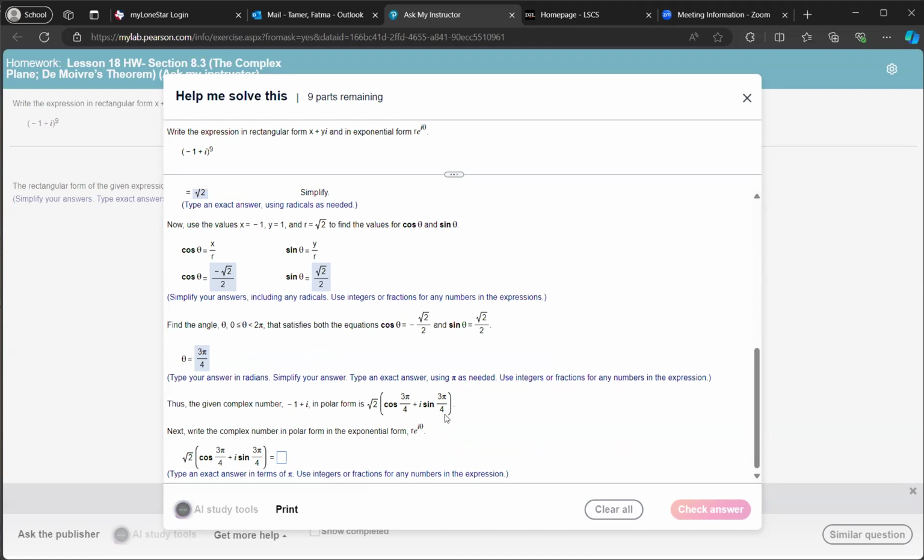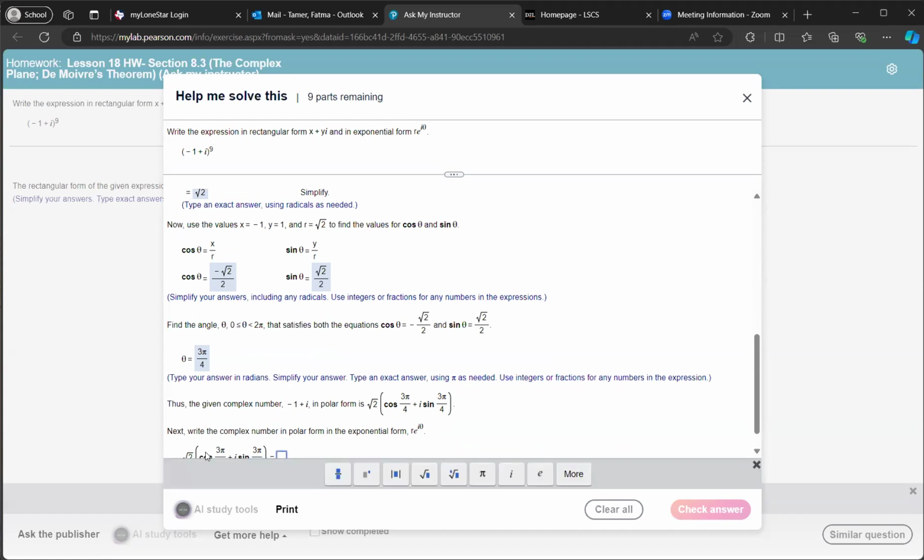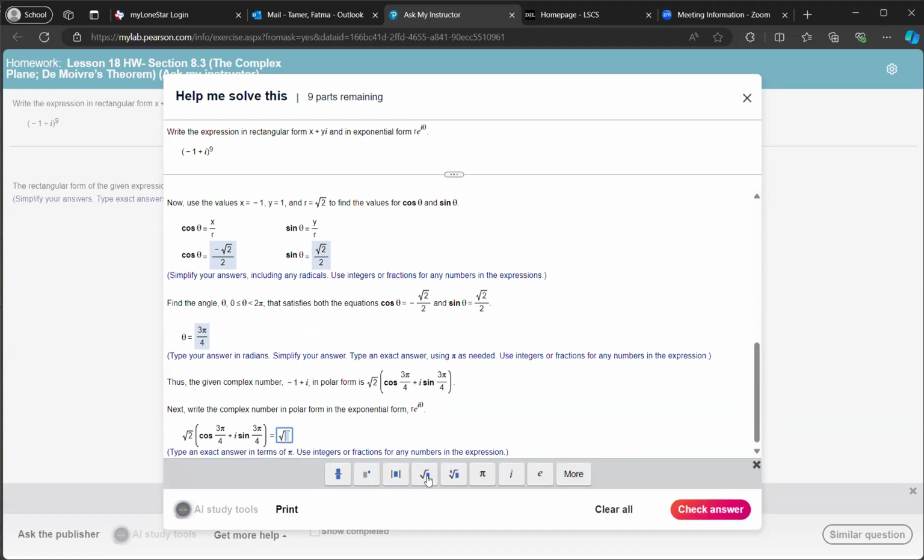So we want to keep working with this complex number, and we're going to change it to an exponential form, which is r times e to the power of i theta. So the r value is square root of 2. So I will just need my square root of 2 here. And then I will exit from the radical sign, and I need my e. And I'm going to raise this to i times theta.